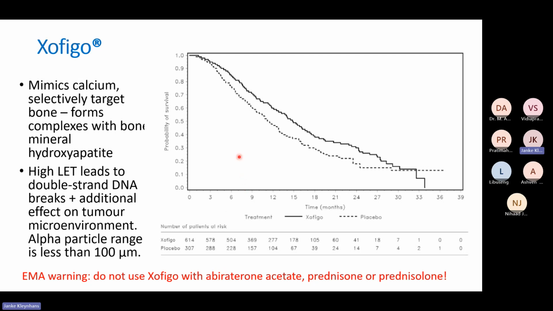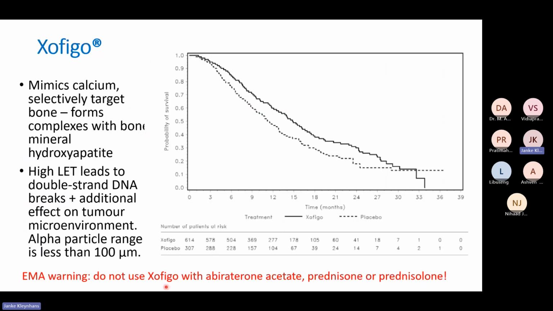So it's maybe an option if you feel you want to go that route. It mimics calcium, and then it is an alpha emitter. Therefore, we get the high linear energy transfer of alpha emitters with double strand DNA breakage, as well as additional effects on the tumor microenvironment. So Xofigo is a bit different than the others, and some people say it extends the life of the patient.